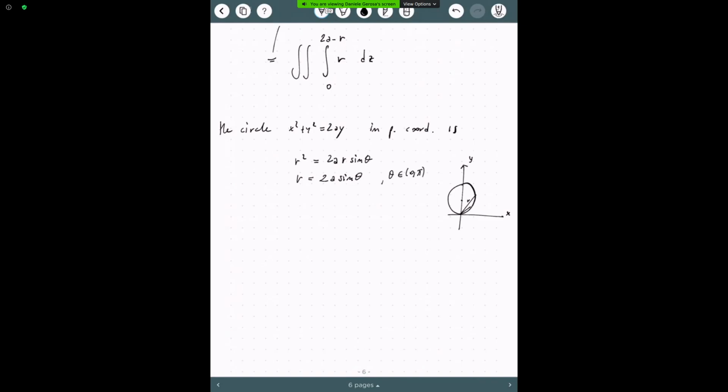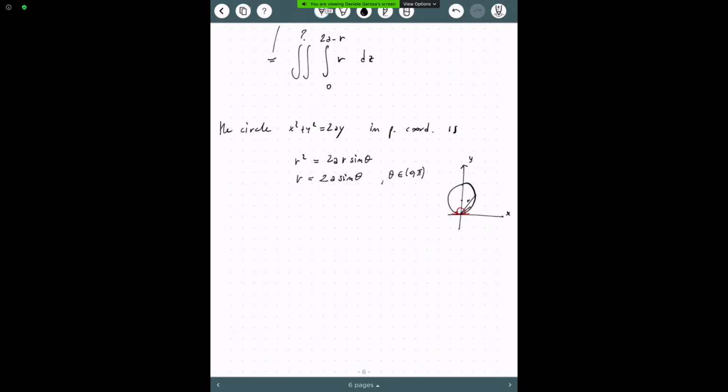Because, yeah, for theta equal to zero, we have this. For theta equal to pi, we have this. So we can parameterize the whole circle. So this means that our triple integral that we were writing, let me write question marks here.